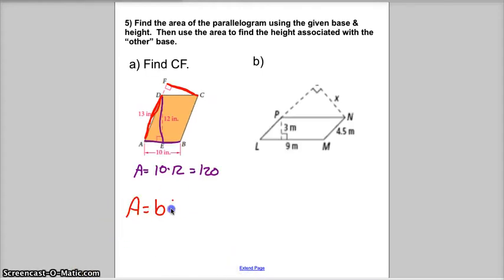is equal to base times height, I know that the area of this figure is 120. The other base is 13. I'm asking what's the height that's associated with 13. We solve for H. So H ends up equaling 9.23. And that would be inches, if I can squeeze it in here.